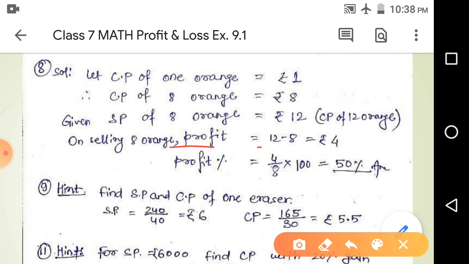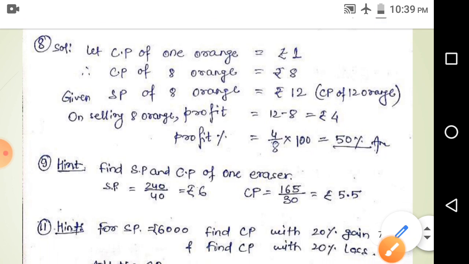So this is SP minus CP. Selling price minus cost price equals rupees 4, which is the profit. Now we have to find out the profit percent. We have the formula 4 by 8, where 4 is the profit and 8 is the cost price. So 4 by 8 into 100, 50% is the answer. Profit percent is 50.